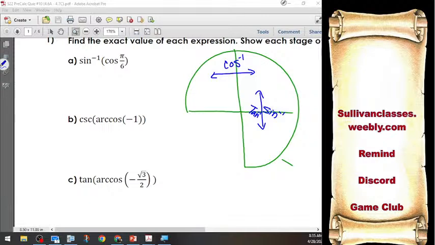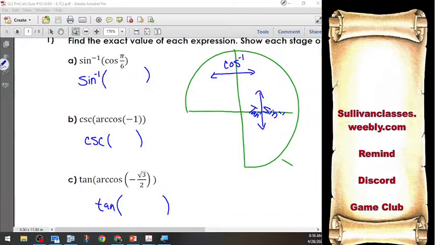Arc functions are restricted. Regular functions aren't. So it's just a matter of writing out each piece. Notice the directions. It does say, show each stage of the evaluation. Meaning, don't just write the answer next to this. Write arc sine of what? Write cosecant of what? Write tangent of what? Okay?